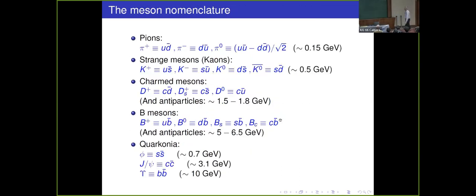For those who are new to this, this is the language I'll be using. There'll be, of course, pions and kaons, which everybody knows. All charm mesons will be called D.